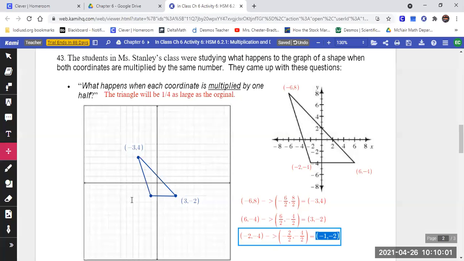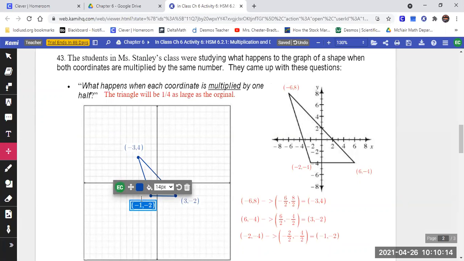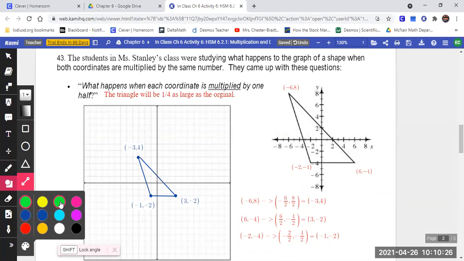Now, if we look at it, does it look like it's 1/4 as big as it was before? It's a little harder to tell with triangles. I'll show you how you can tell. With triangles, just like anything else, and I'm doing this line in a different color, green on purpose, the height of a triangle is not always inside the triangle.